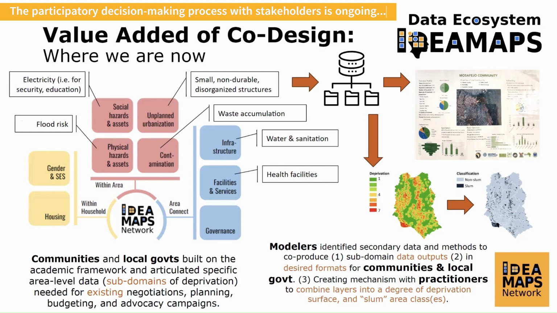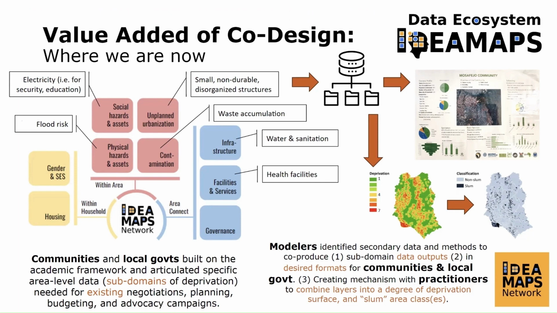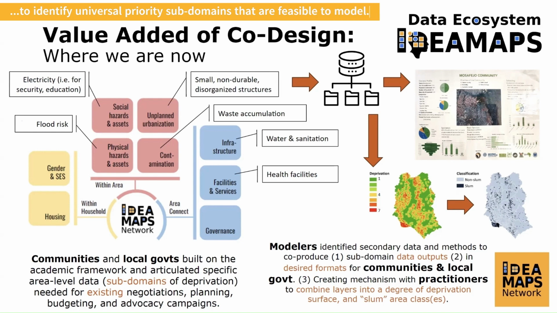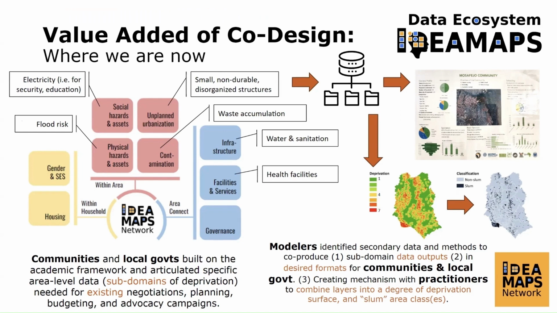And what's nice about this is that these subdomains can actually be aggregated to come up with this overall concept of deprivation, and even be used to understand degree of deprivation by the number of deprivations that are showing up in an area. And we can use those degree of deprivation maps to still classify areas of slums and non-slums and do things like SDG 11.1.1 monitoring.